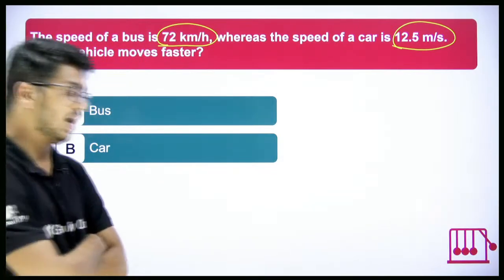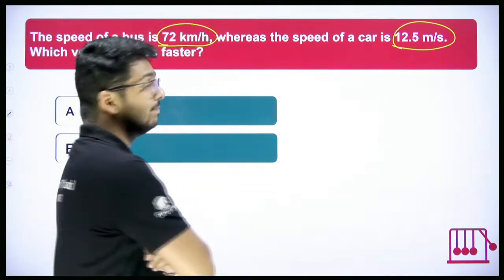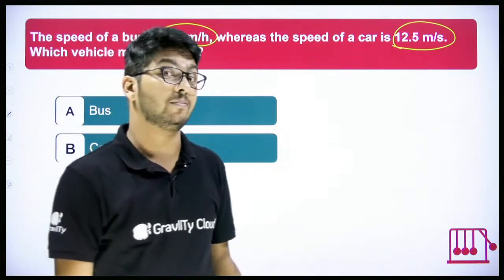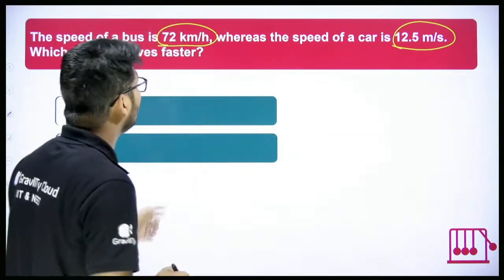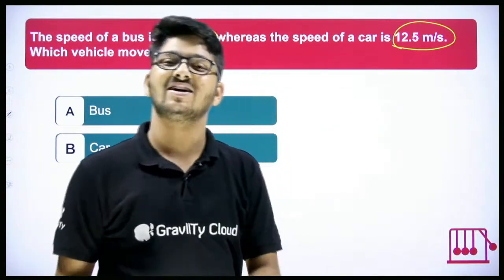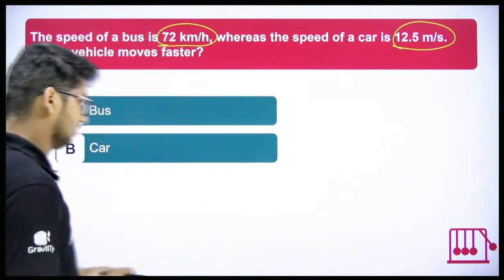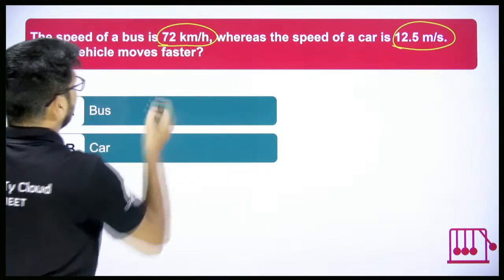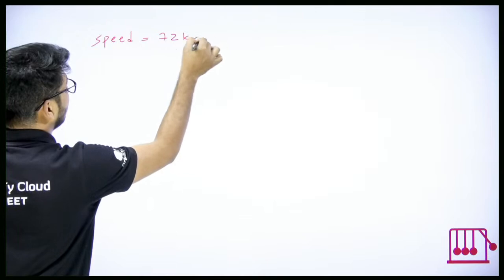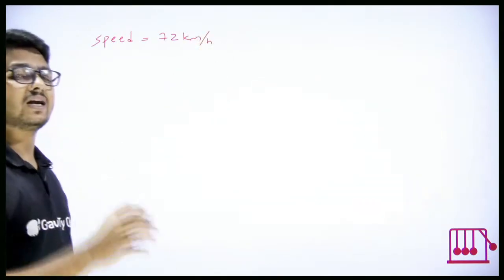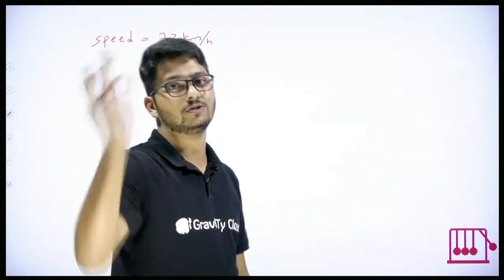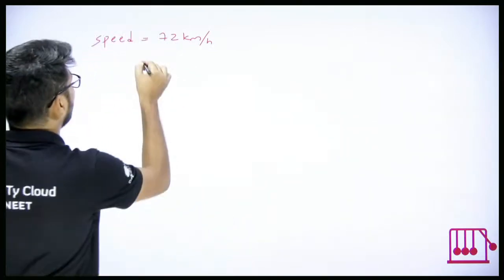Which vehicle moves faster? Now, if I look at the number, 72 is more than 12.5. Only when I look at the number. But when you look carefully at the unit, here the speed is kilometer per hour, here the speed is meter per second. So we cannot directly compare them. So what we will do is, I'll take this speed, given as 72 kilometer per hour. I will convert kilometer per hour into meter per second. And then we can compare the two speeds. Clear? How? Look at this.